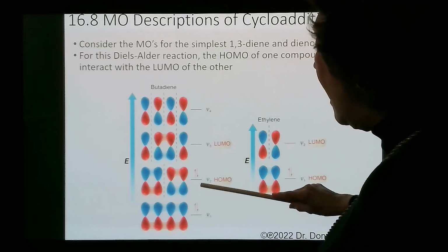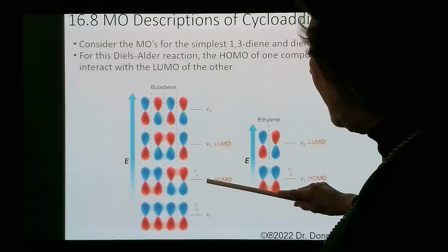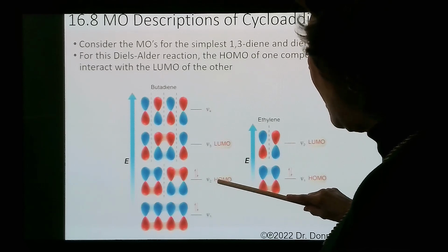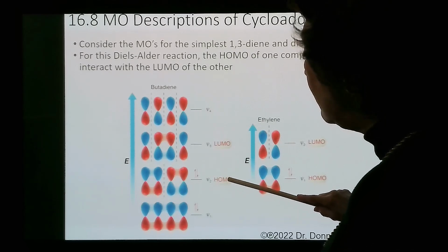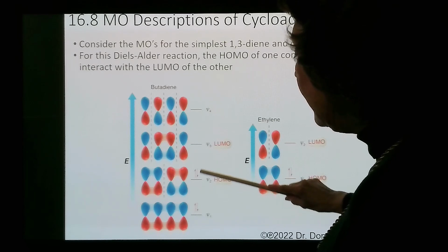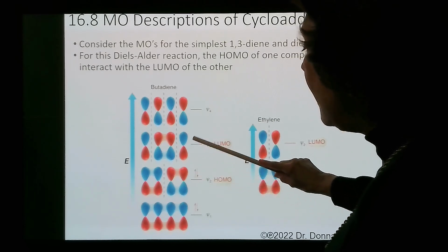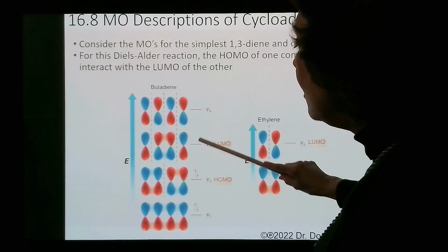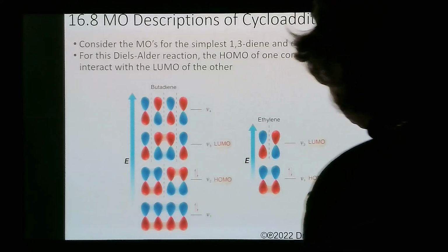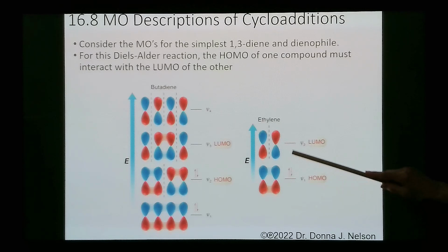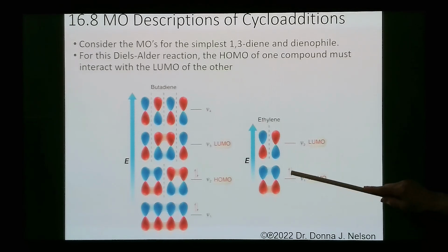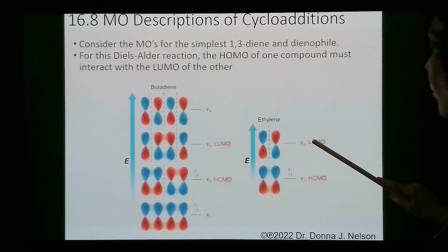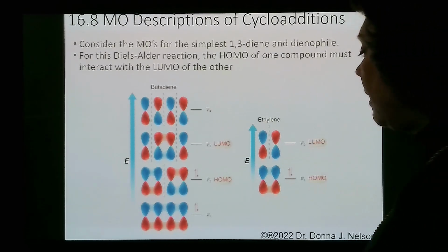Notice that here psi2 is the highest occupied molecular orbital. This one has 2 electrons. This is the lowest unoccupied molecular orbital, psi3, the LUMO. And here in ethylene, the 2 pi electrons are in psi1, which is the highest occupied molecular orbital, the HOMO. And then, of course, the LUMO is unoccupied.